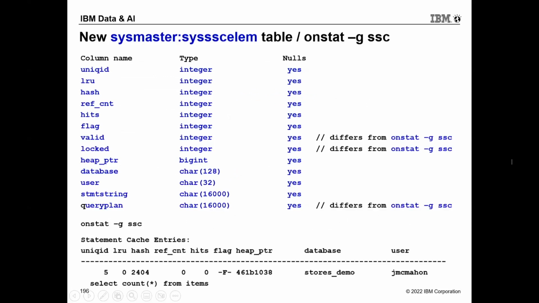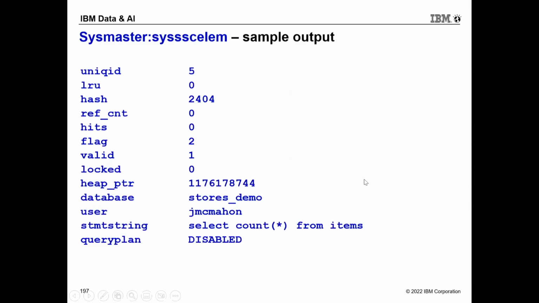So there's a new table showing some of the differences between the onstat and the table. Output below. Sample output.